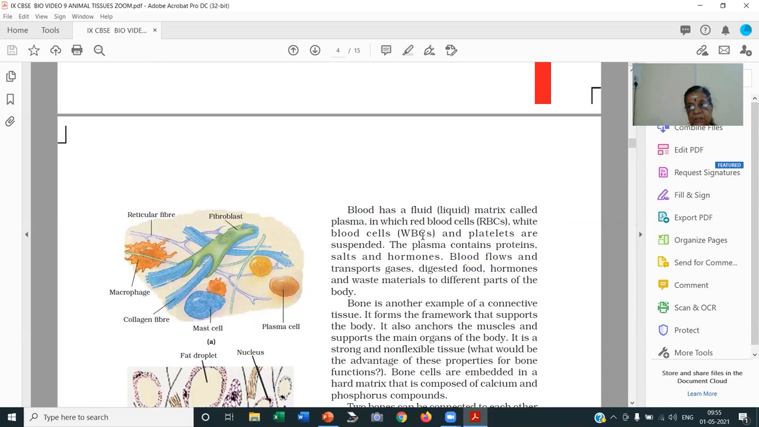RBC is also known as erythrocyte. It is biconcave disc shaped and red in color due to the presence of the pigment hemoglobin. It is produced by the bone marrow and destroyed in the liver and spleen. The lifespan of RBC is 100 to 120 days. I hope you remember this.